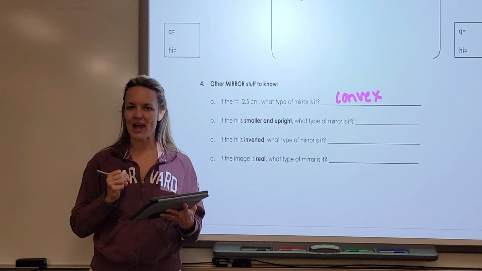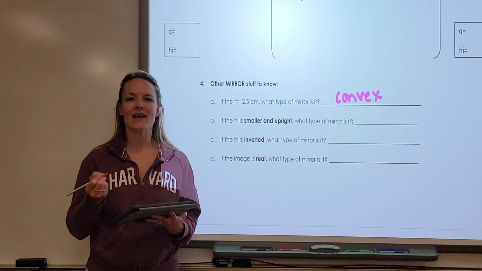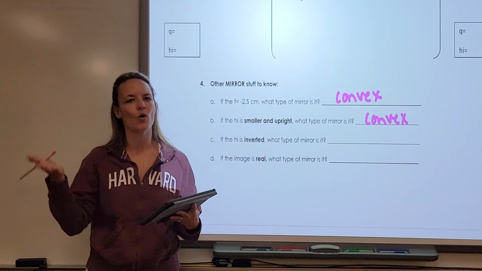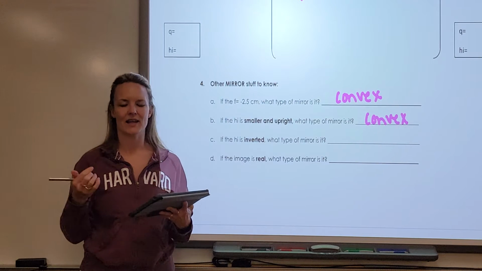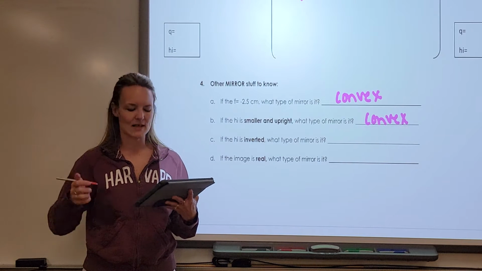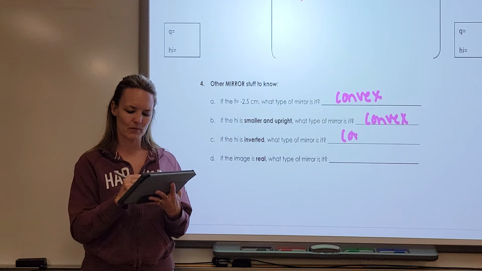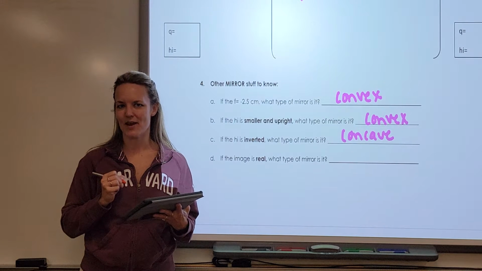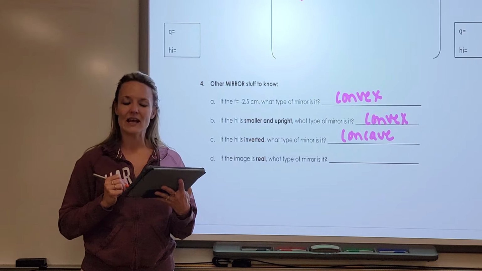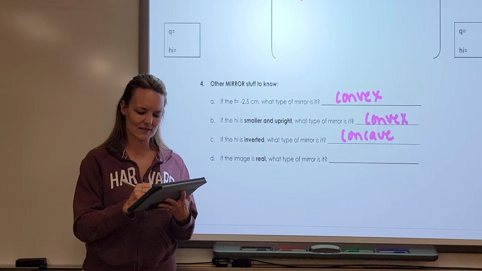If the image height is smaller and upright, what type of mirror is making it? That's the hallmark of a convex mirror. If it makes something that is always upright and smaller, it's on a convex mirror. If the image height is inverted, if it's upside down, only one type of mirror can do that. We saw that concave mirrors could turn things upside down. And finally, if the image is real, what type of mirror is it? Only one of the two mirrors can make a real image. Once again, it's concave.